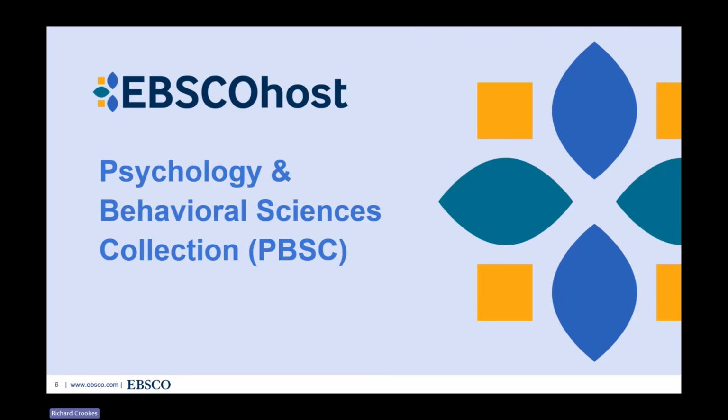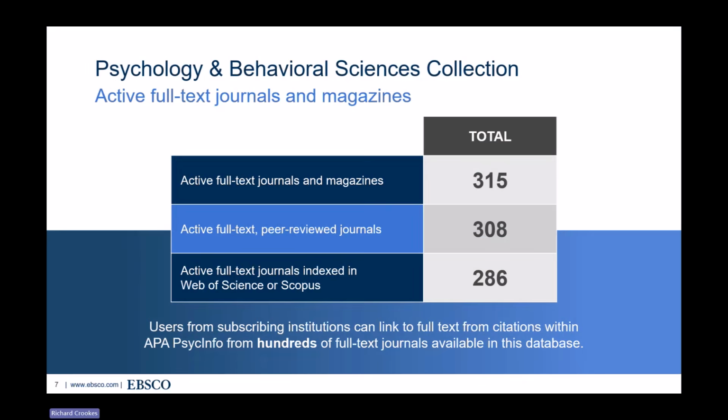Before we get into the intricacies of searching, just to give you a reminder, an overview of this particular database, PBSC. You'll see here, it provides active full-text journals and magazines, there are 315 currently available for this database, and you can see the majority of these are already peer-reviewed as well. And users from subscribing institutions can link to full text from citations within APA PsycInfo as well, from 100 full-text journals available in this database.